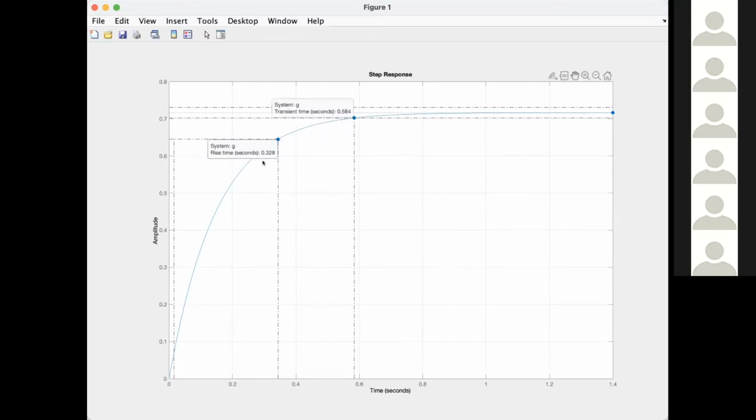How do we find it? Time constant is not there. We know the rise time, 0.328 second. We know the settling time, 0.584 second. We know the steady state value or final value, 0.716. So how are we going to find the time constant from this graph?